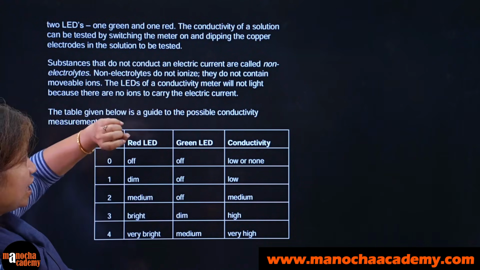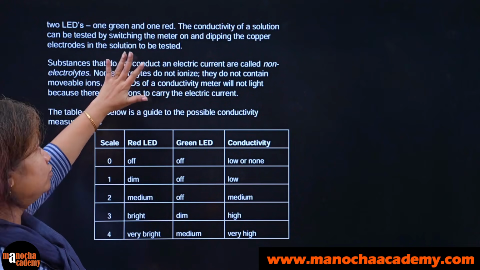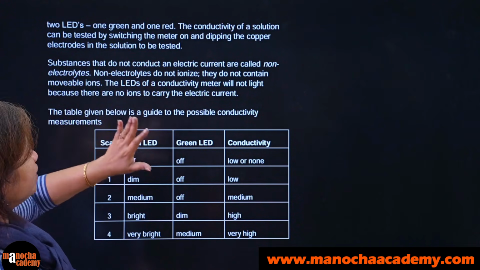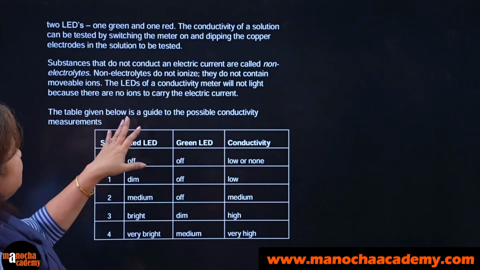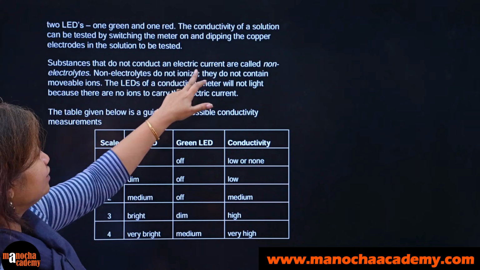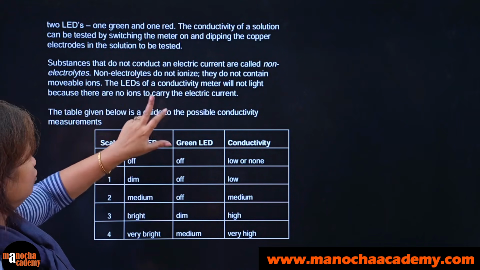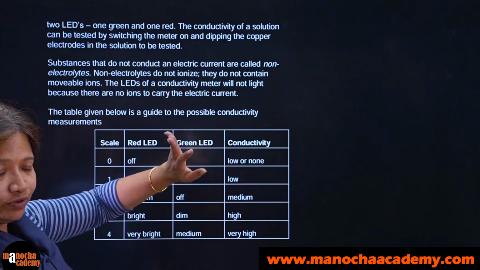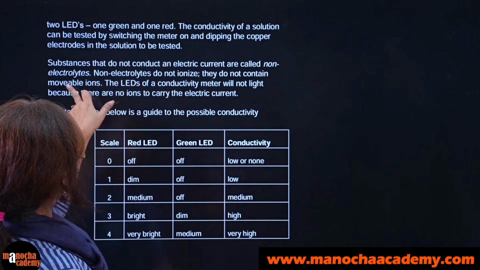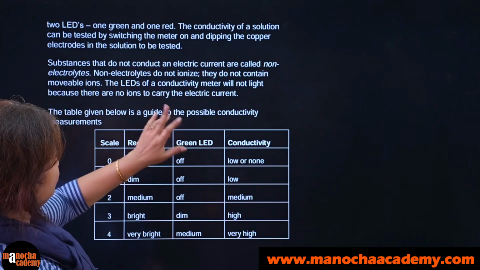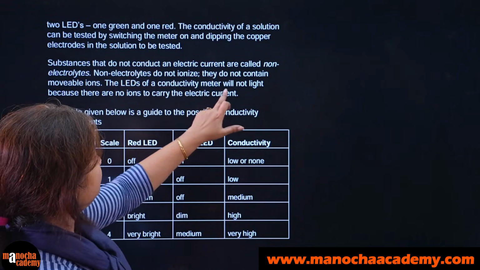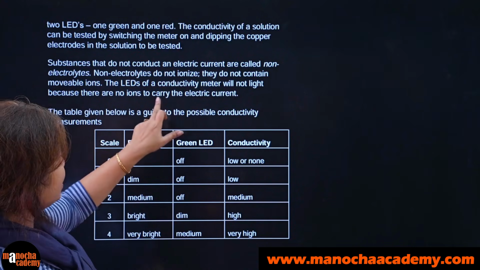I've seen this question before, so I know that all the answers are mentioned here. Substances that do not conduct electric current are called non-electrolytes, that we know. Non-electrolytes do not ionize, that also we know. They do not contain movable ions, same thing we know. LEDs of a conductivity meter will not light because there are no ions, that's also what we know.